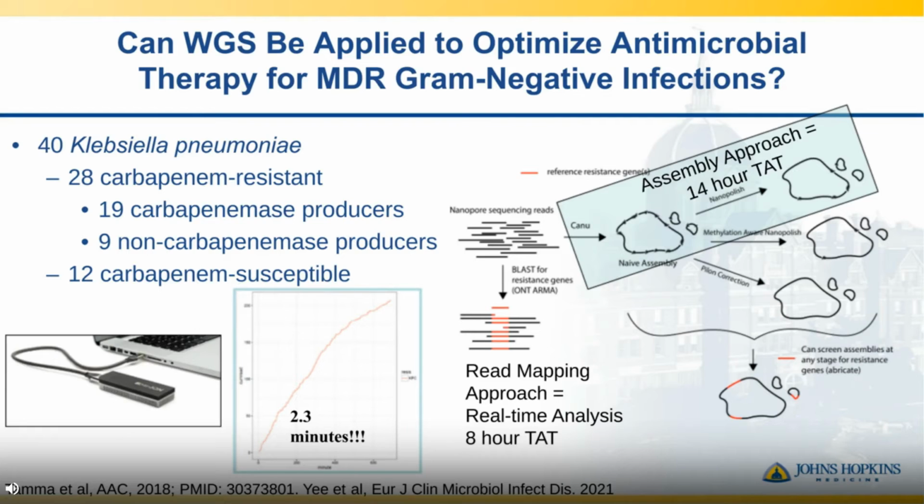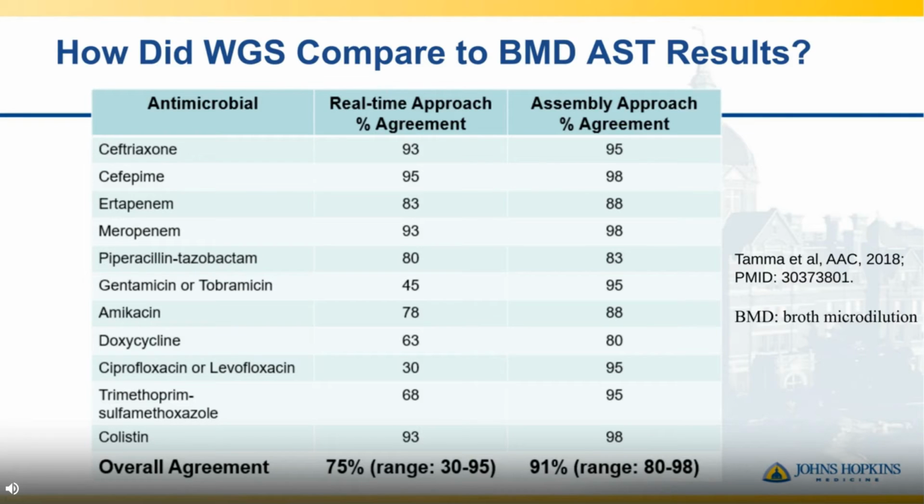We also took an assembly-based approach where we tried to assemble the genome using consensus to try to correct for some of those errors that we know are more common with nanopore, but also applied some bioinformatic tools like nanopolish and additional tools to try to correct those errors to get a better prediction, especially for those single nucleotide polymorphisms. However, with that initial bioinformatics in the background, it added 14 hours to our turnaround time. Overall, we did show that these approaches did pretty well compared to our reference broth microdilution AST results.